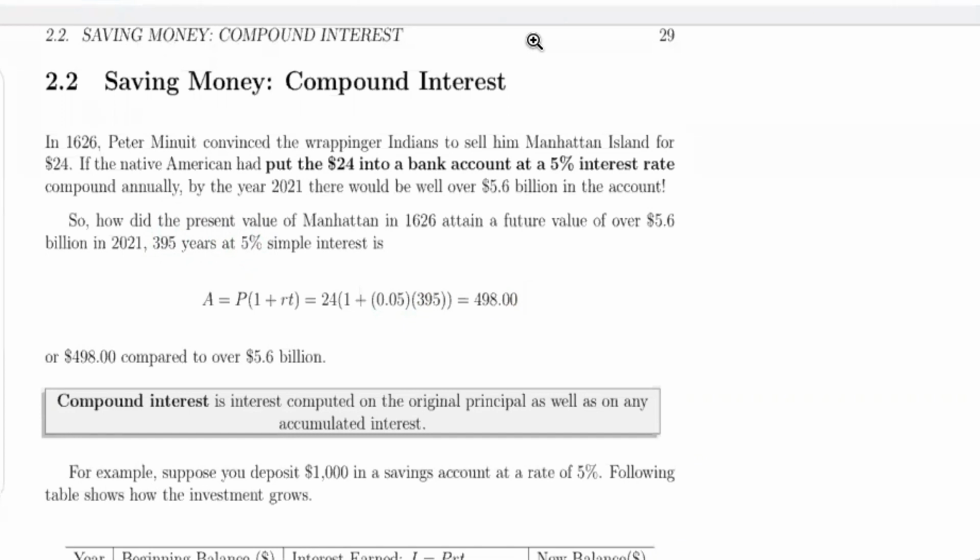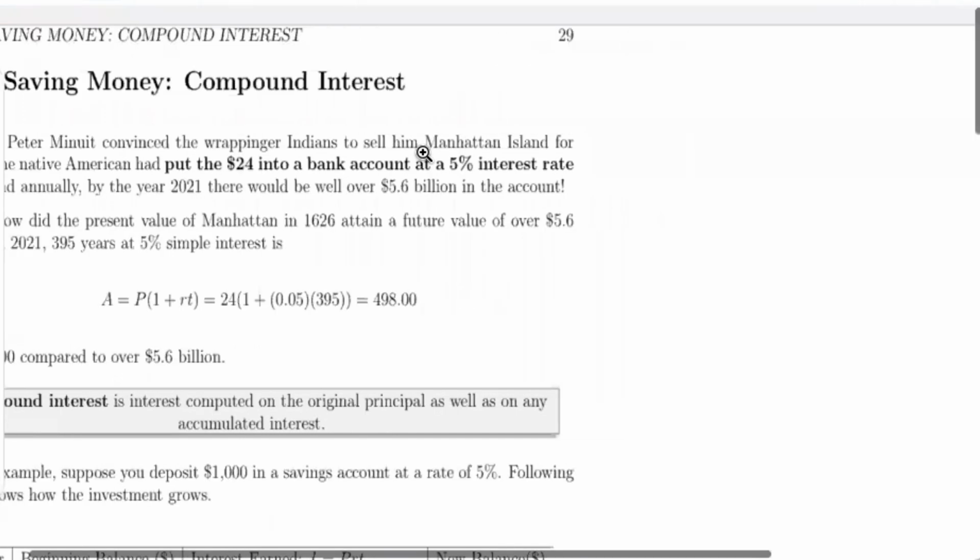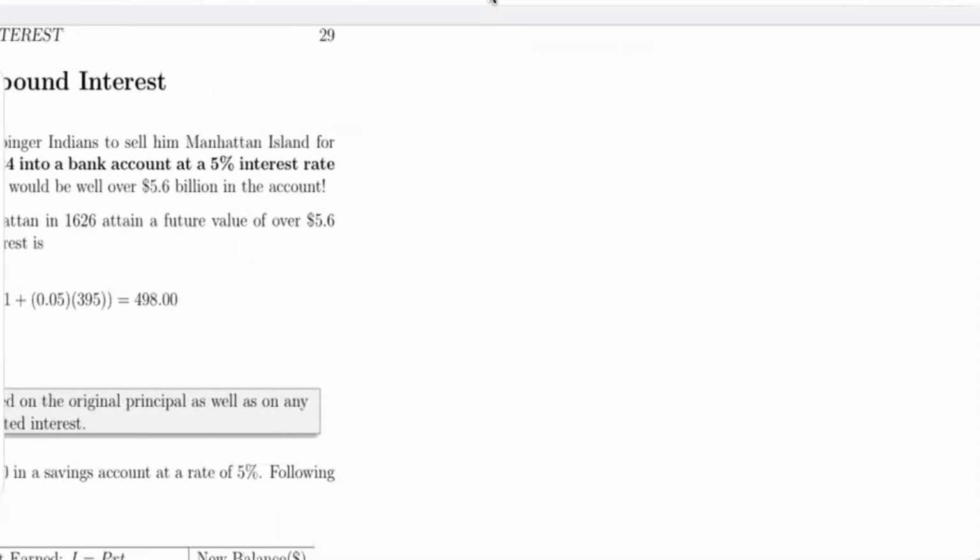Okay, so we wonder, $24 was the worth paid for the whole island of Manhattan. Thank you, Kaylee. So there are two different accounts. One account is a simple interest account. Another account is a compound interest account.